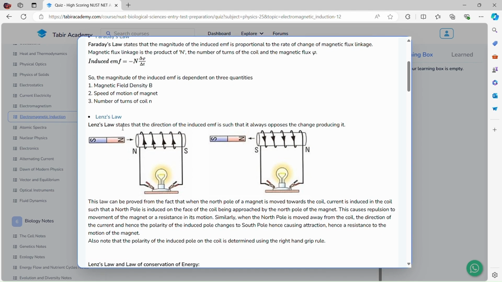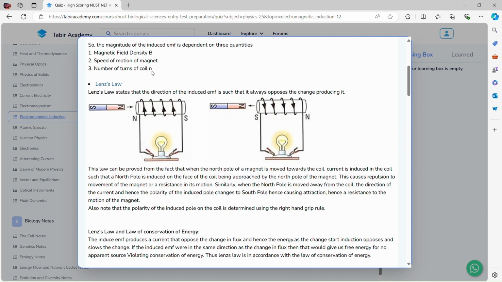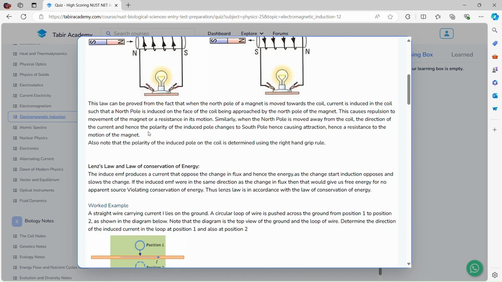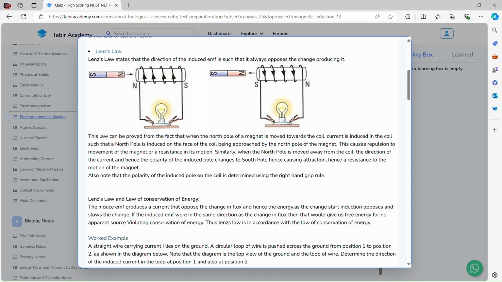Lenz's law states that the direction of the induced EMF is such that it always opposes the change producing it. Here you can see this is the south pole of the magnet and the north pole is pointing that way, and the coils are moving upwards. And here it's the opposite, as the poles have been reversed.